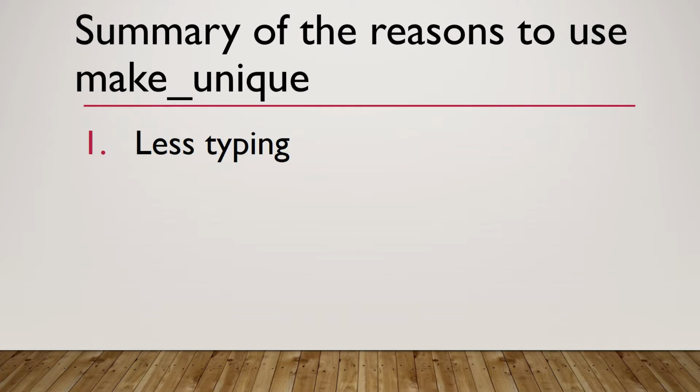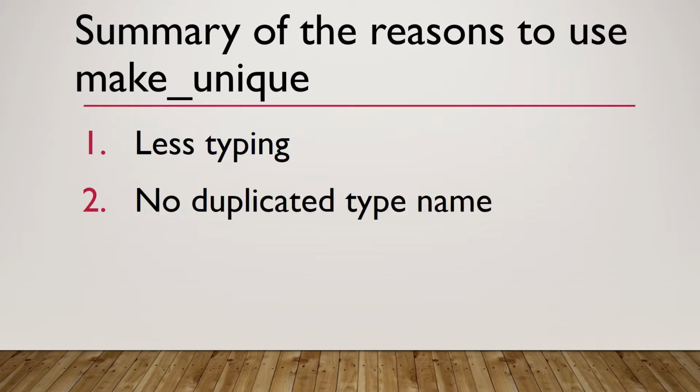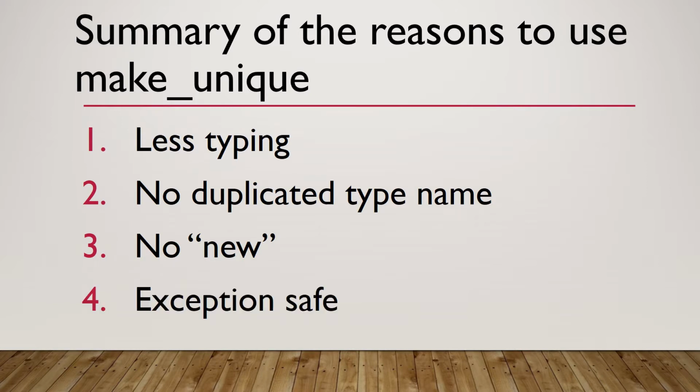Less typing. Avoid repeating the type name. Avoid using the new keyword. Exception safe. Some of these reasons are solid, some may not. You pick the reasons you like, but as a general rule of thumb, just use make_unique to make your code consistent, and there's no real impact on performance.